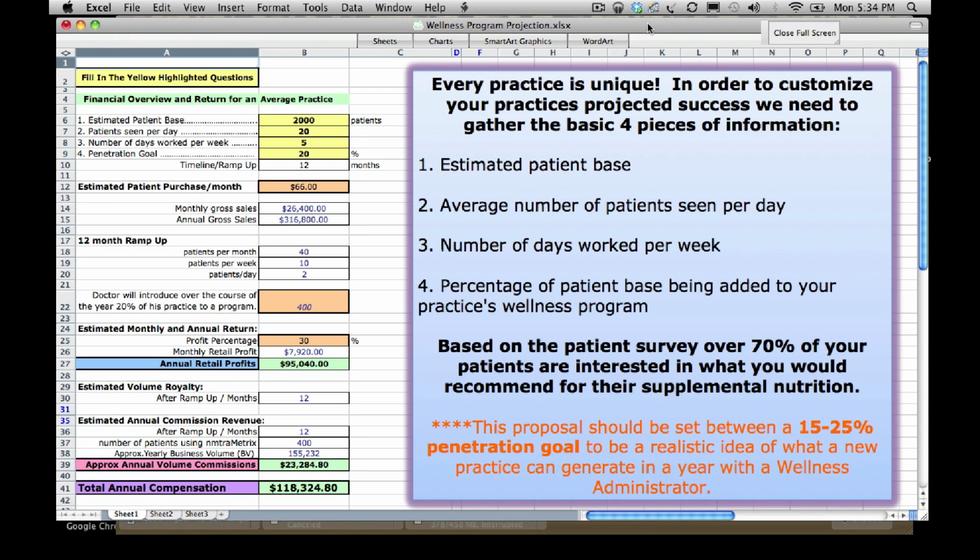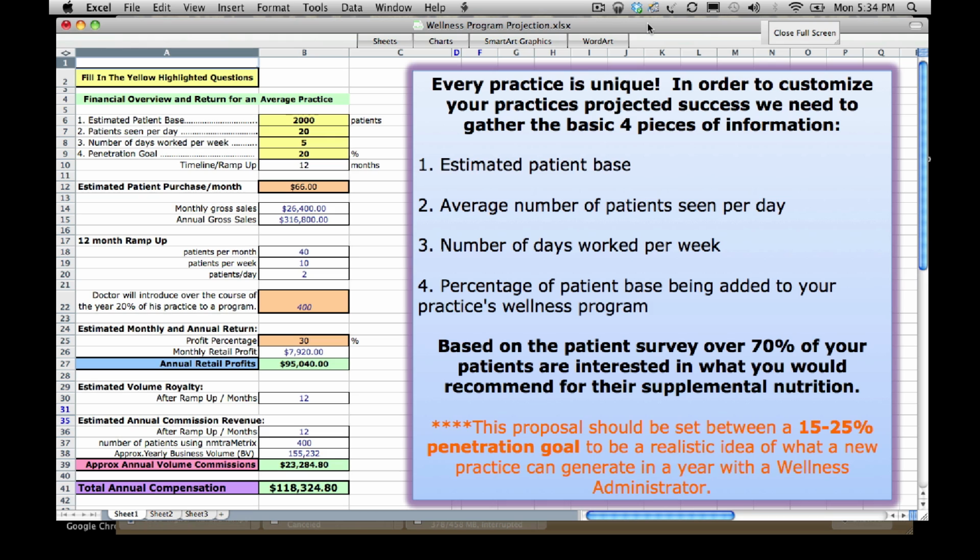Hi everyone, and welcome to the Wellness Program Projection Calculator. This is going to be utilized for you to help create and show doctors a projection of what they can expect from a success ratio in their practice by implementing a wellness program that incorporates supplemental nutrition. So if you will, follow me along with the calculator.